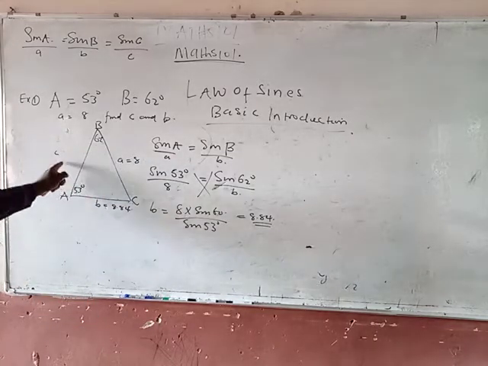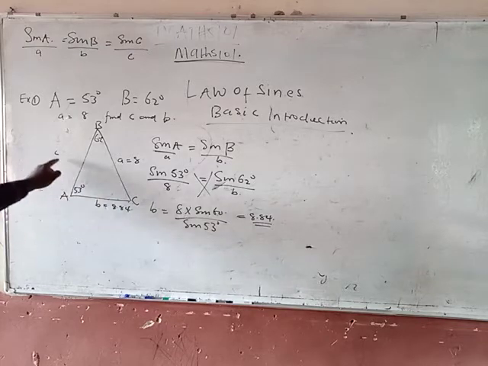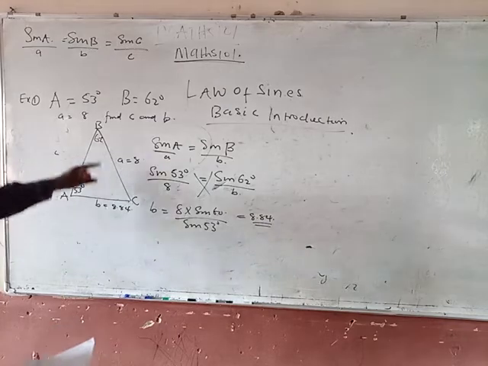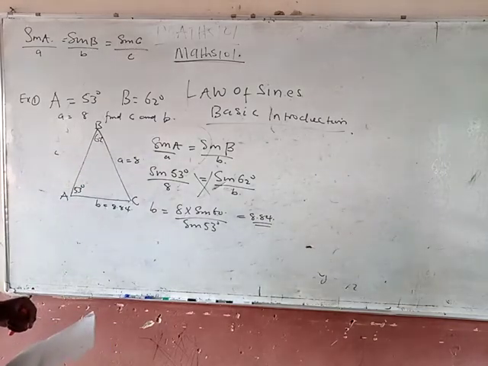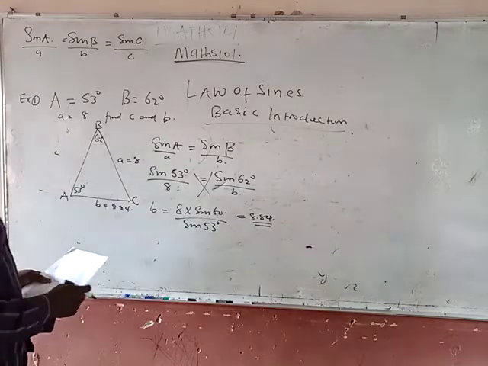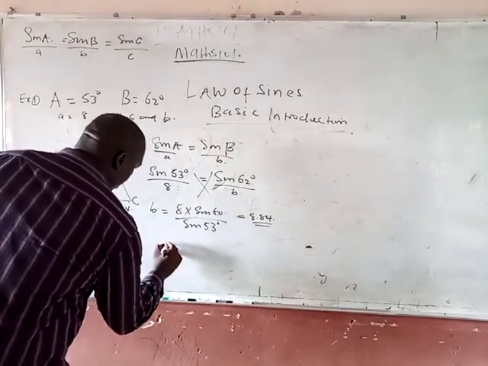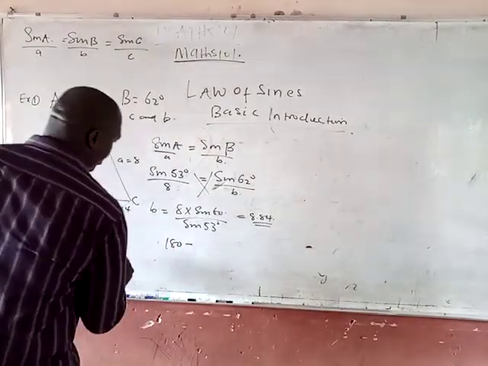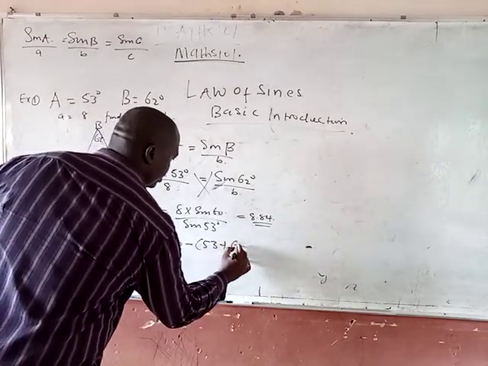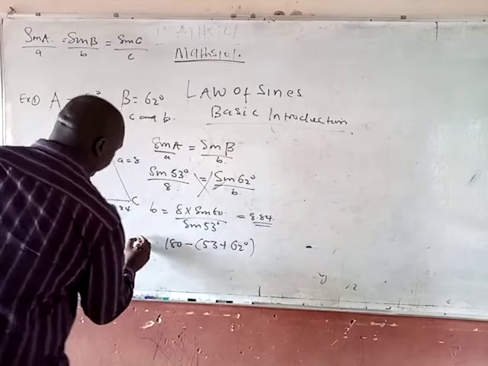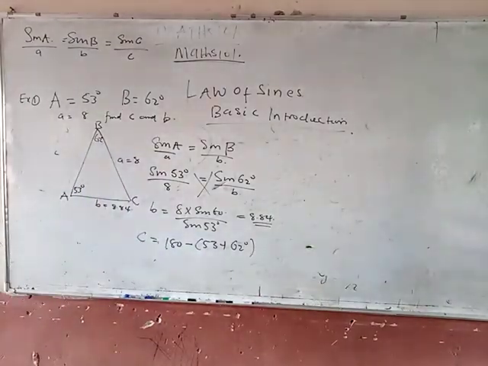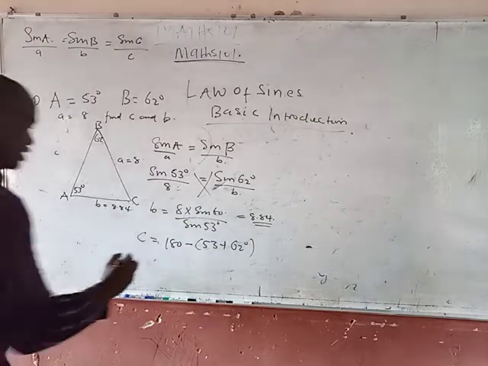Then the remaining thing I need to find is my angle C and my side c. But I can get the angle C. How? This is a triangle. The sum of angles in a triangle is 180. So this is just going to be 180 minus 53 plus 62 degrees, for me to get my angle C. So when you subtract, you're going to get that your C is what?